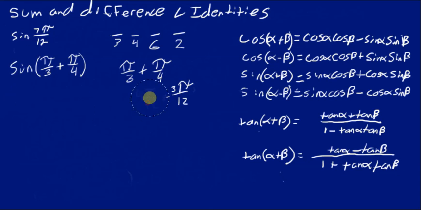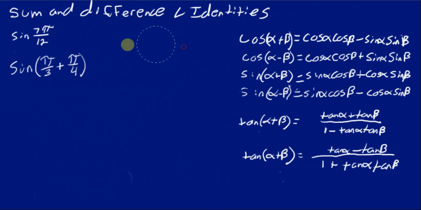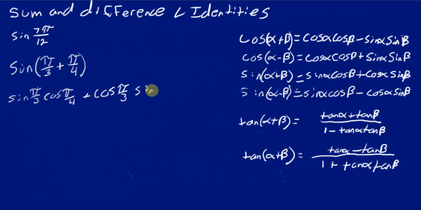Let me get that out of the way over here. Okay, so again, sine of a sum. So we're going to go to this guy right here. So it's going to be the sine of pi over 3 times the cosine of pi over 4 plus the cosine of pi over 3 times the sine of pi over 4. So that's the sum of a sine.